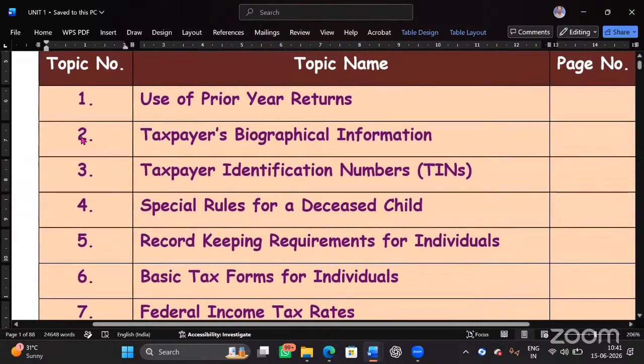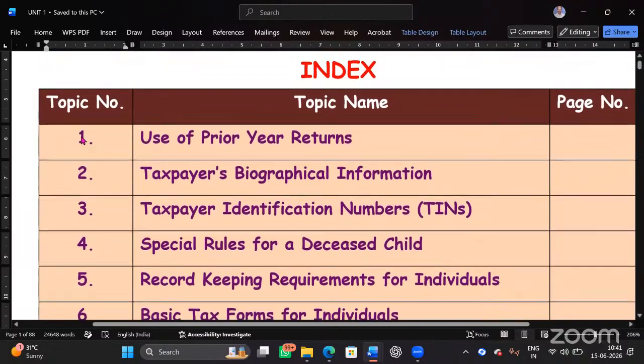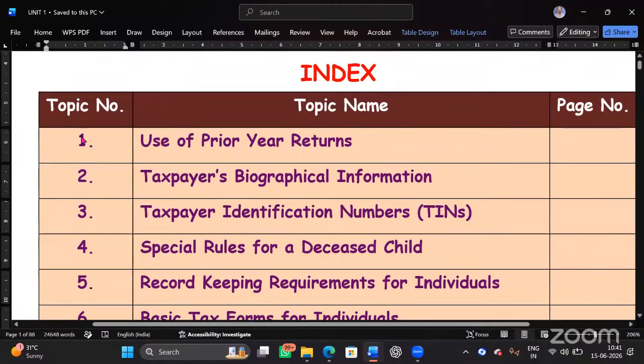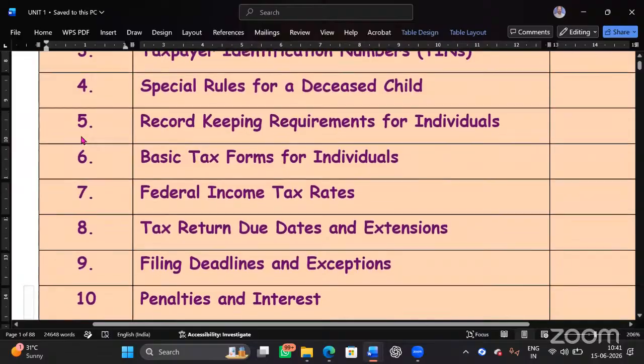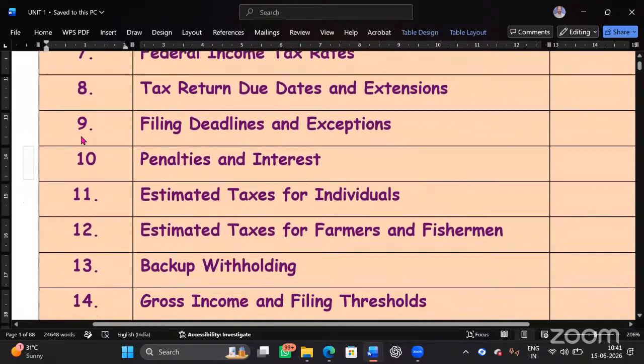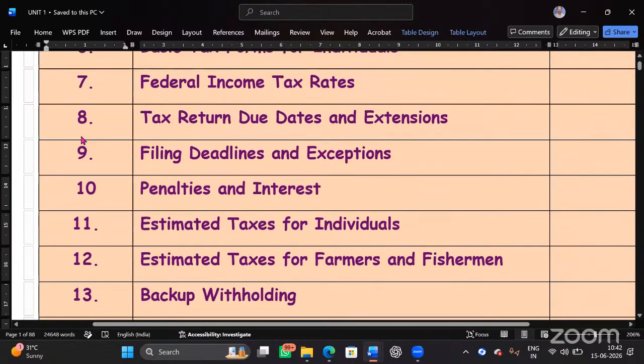This is the index for the first paper, for individuals. What we are going to cover in Unit 1. We are just giving an overview, guys, of what we are going to file and what kinds of taxes. In detail, we are going to discuss it in the next 6 months, one by one.